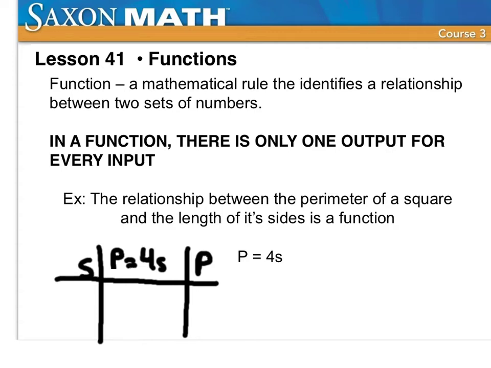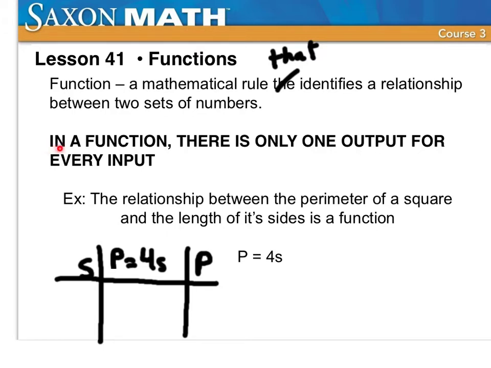Alright, this is lesson 41. We're talking about functions. Okay? First thing we need to know is the definition of a function. A function is a mathematical rule, a mathematical rule that identifies a relationship between two sets of numbers.